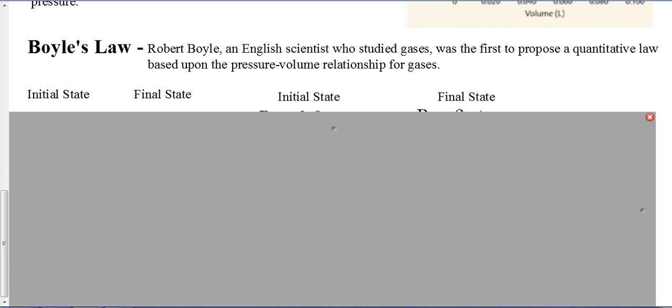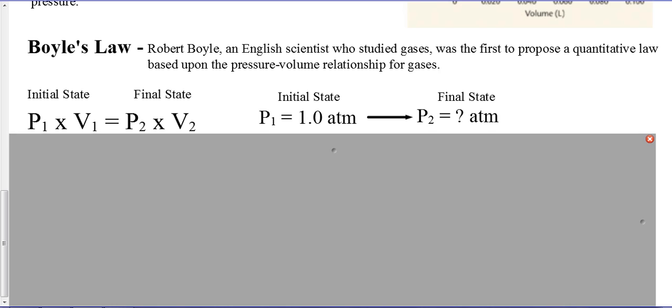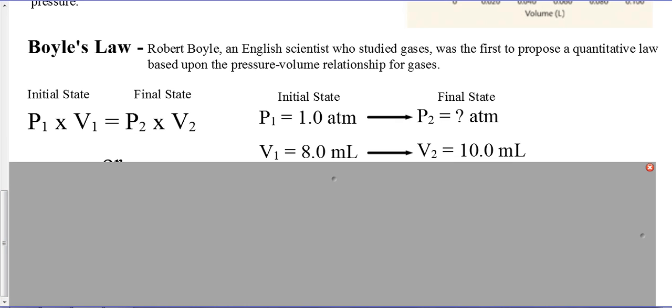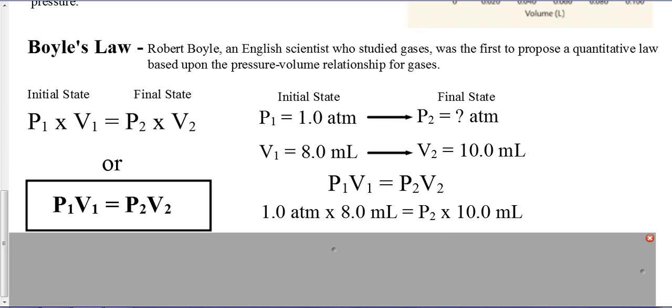So, initial state. This is the basic formula: P1 V1 equals P2 V2. And when you have P1 and V1 right next to each other, it's implied that they're multiplied. Same thing with P2 and V2.